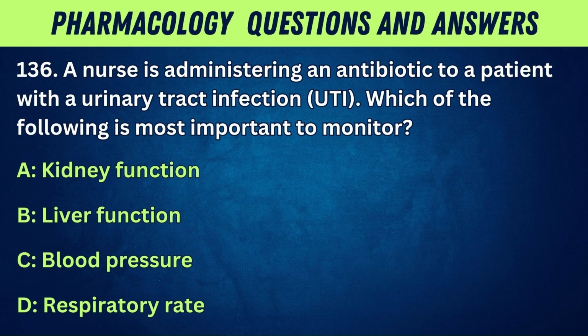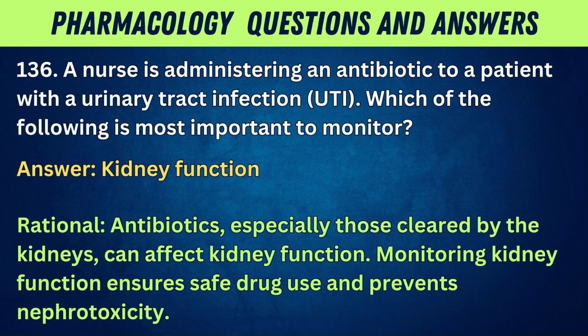136. A nurse is administering an antibiotic to a patient with a urinary tract infection, UTI. Which of the following is most important to monitor? A. Kidney function. B. Liver function. C. Blood pressure. D. Respiratory rate. Answer: kidney function. Rationale: antibiotics, especially those cleared by the kidneys, can affect kidney function. Monitoring kidney function ensures safe drug use and prevents nephrotoxicity.